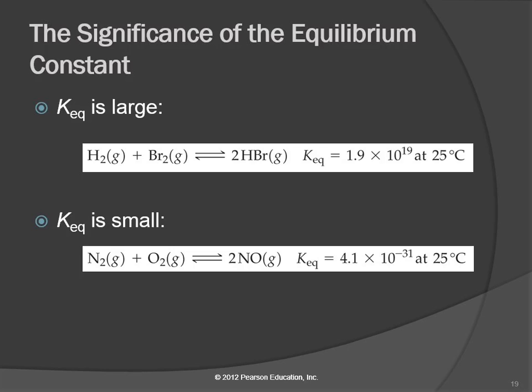So what does that equilibrium constant tell us? Well, if that equilibrium constant is large, is that a big number? That's a really big number. 1.9 times 10 to the 19th is the equilibrium constant for this reaction. That's a really big number. That tells us that this reaction favors the products.